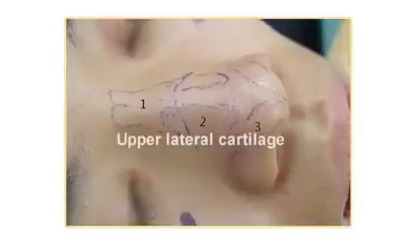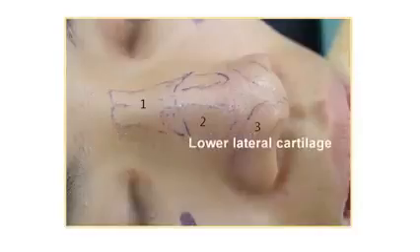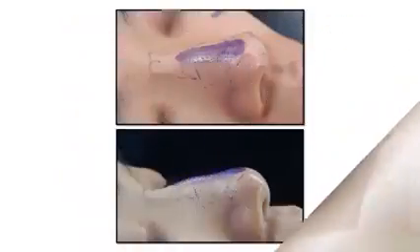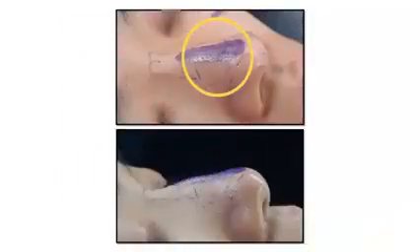Then I will explain the surgery procedure. This is a person with a hump nose. A surgical design is drawn on his nose, imagining the anatomical structure of his nose. This is a general anatomical design. Nasal bone, upper lateral cartilage, lower lateral cartilage. Then, the nasal hump should be removed.